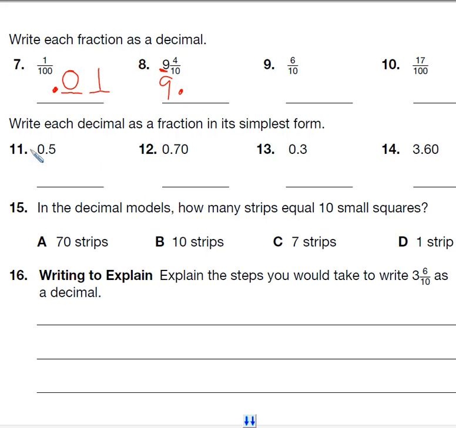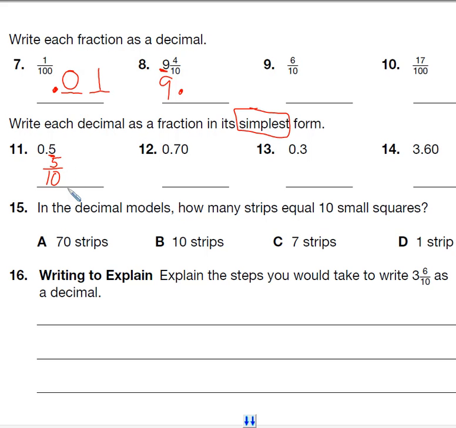For 11 through 14, it says write each decimal as a fraction in its simplest form. So, simplest form, 0.5, that's 5/10ths because this 5 is in the tenths place. So you're going to write 10 as your denominator, and it's going to be 5/10ths.